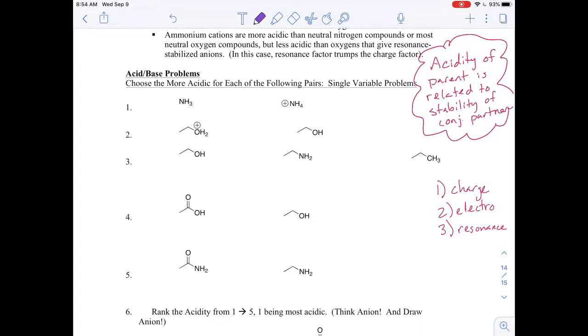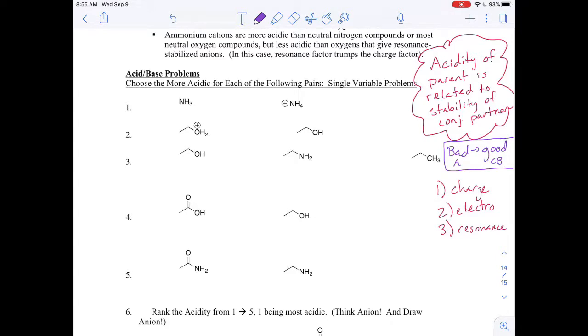Okay, so in the upper right here, I wrote a little something. It said acidity of parent is related to stability of the conjugate partner. Translation: what it really means is that you want to go from something that's bad, so your acid is not very stable, to something that's very good. So you want to go from this acid to this really good base. Okay? So the more stable the base is, the more unstable the acid was. And the reason why that is important is that it's driving the reaction to want to reach stability. So bear with me, and this will hopefully make some sense.